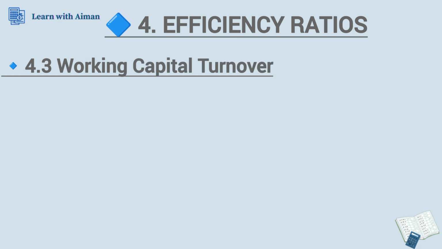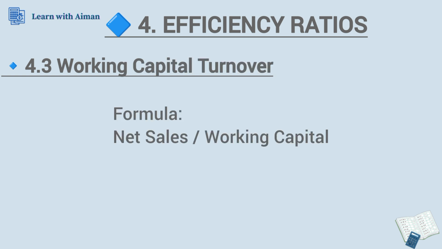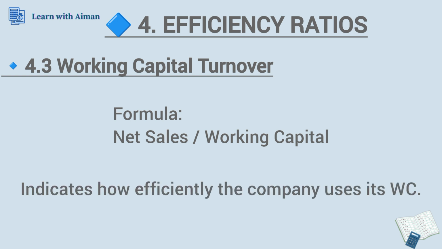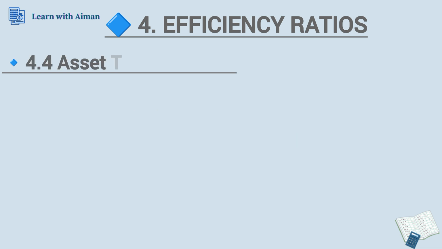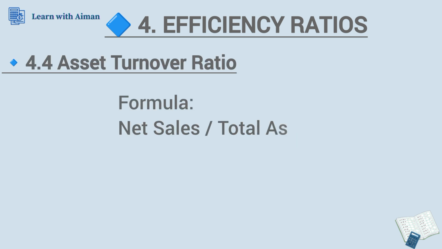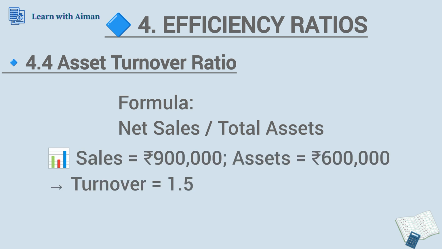Next, we have our working capital turnover. Let's see our formula. The formula is net sales over working capital. It indicates how efficiently the company uses its working capital, or WC. So the asset turnover ratio, we have the formula of net sales over net total assets. The sales of rupees 900,000 and assets of 600,000. The turnover we got is 1.5.